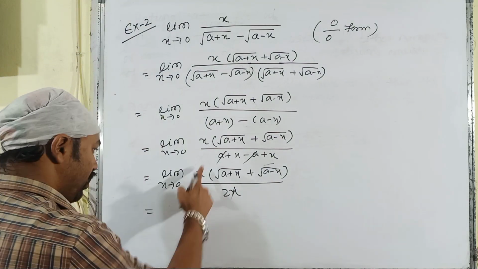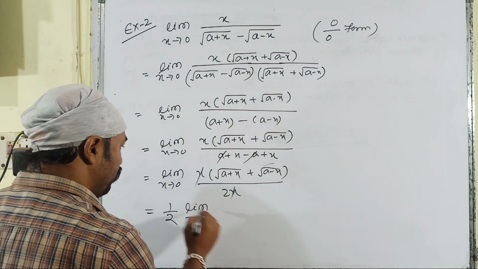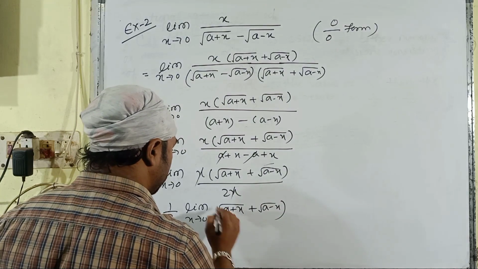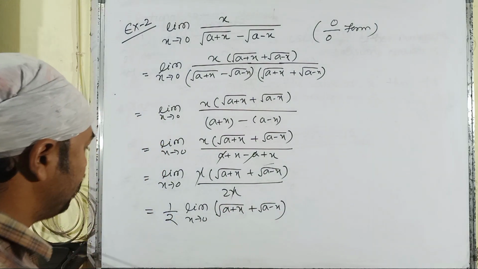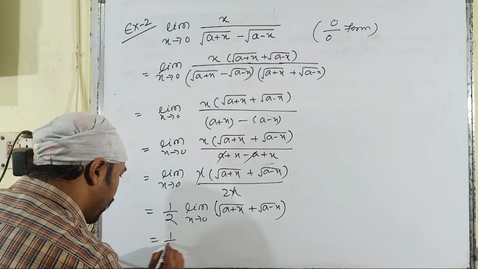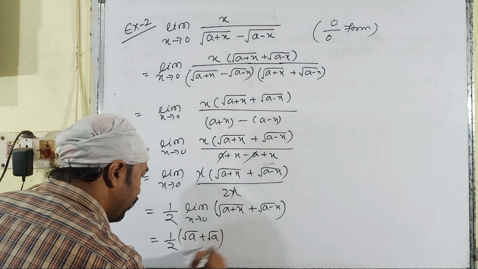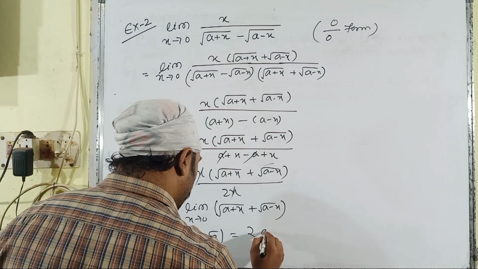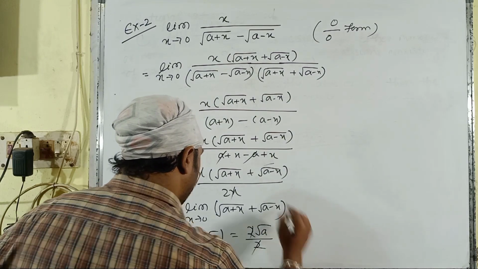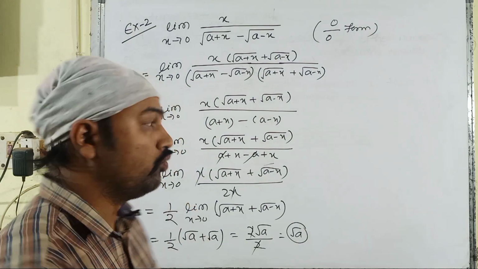We are getting here 1 by 2 is a constant, 1 by 2 limit x tends to 0, square root of a plus x plus square root of a minus x. Now we can put the value x is equal to 0 directly, or direct substitution method will be applied here. So it will be 1 by 2, square root of a plus square root of a, that means 2 square root of a divided by 2, and that is square root of a. So here is the answer for the problem number 2.